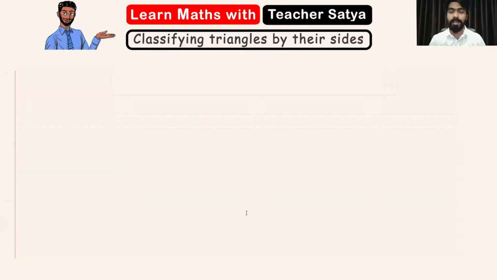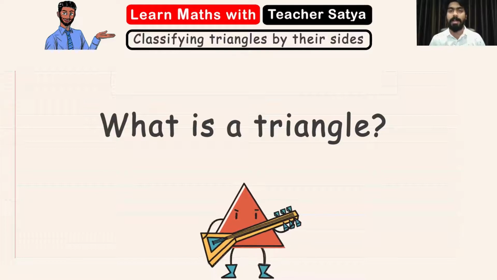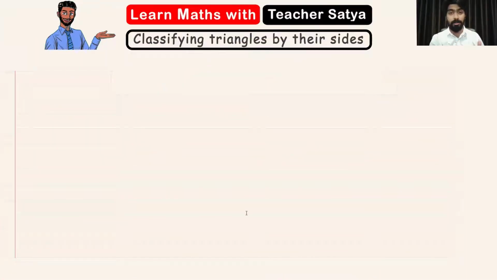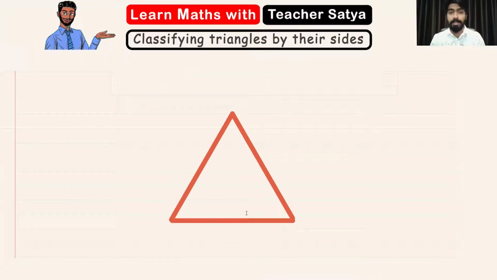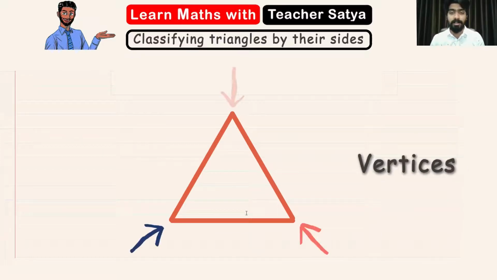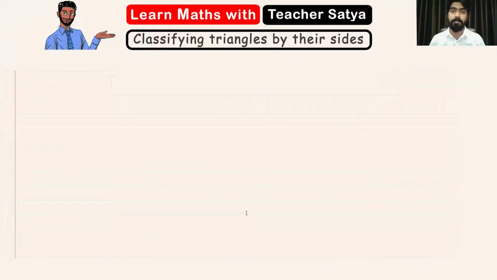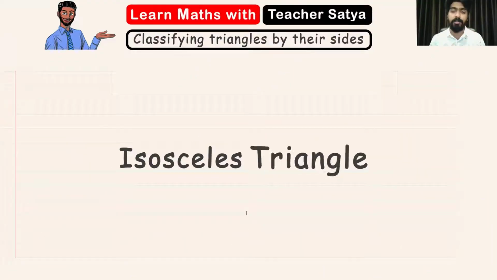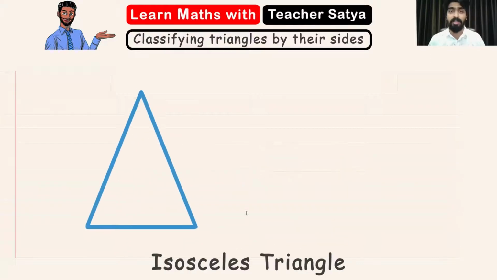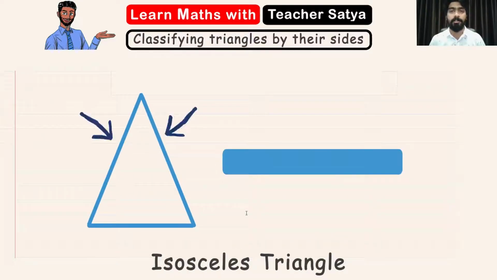Now, before we start classifying triangles, let's understand what we mean by a triangle. A triangle is a 2D shape that is made up of 3 edges, 3 vertices, and 3 angles, right guys? Now the first type of triangle that we'll be talking about is what we call an isosceles triangle. In an isosceles triangle, 2 of its sides will be equal and the last side will be different.